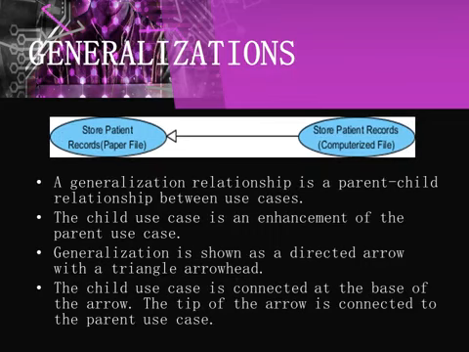Generalization. A generalization relationship is a parent-child relationship between use cases. The child use case is an enhancement of the parent use case. Generalization is shown as a directed arrow with a triangle arrowhead. The child use case is connected at the base of the arrow. The tip of the arrow is connected to the parent use case.